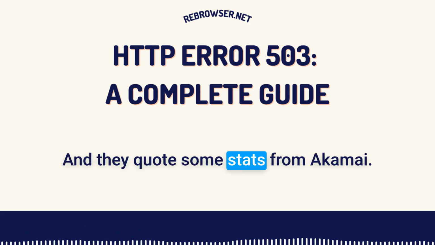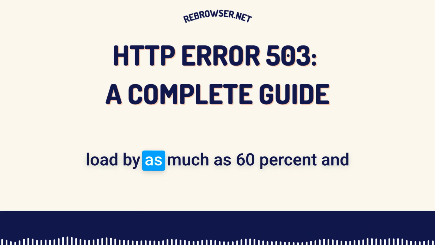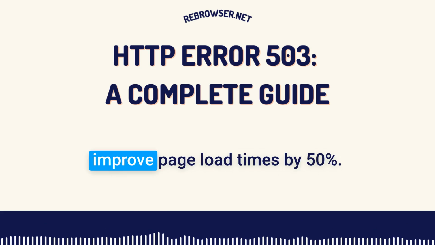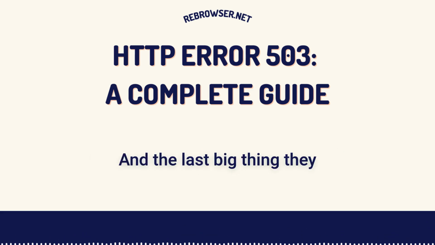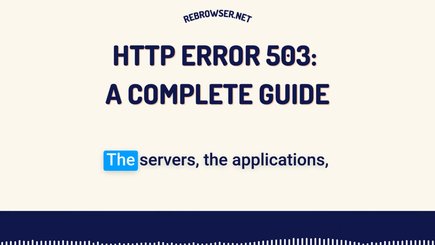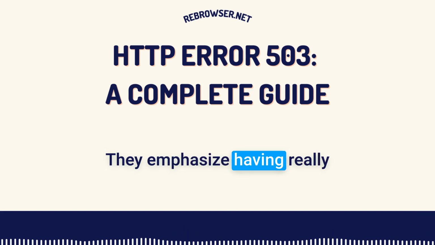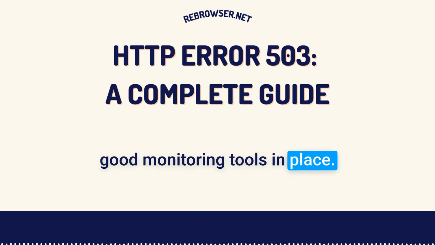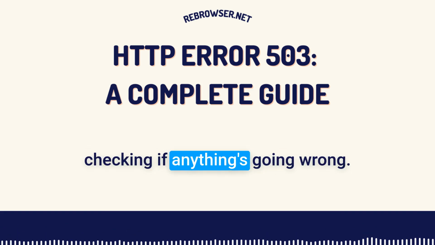Brilliant. And they quote some stats from Akamai. They say that CDNs can reduce server load by as much as 60% and improve page load times by 50%. That's incredible. It is. And the last big thing they talk about is monitoring. Monitoring what? Everything. The servers, the applications, the website's uptime. They emphasize having really good monitoring tools in place. Okay, so it's like having a bunch of sensors all over the place, constantly checking if anything's going wrong.